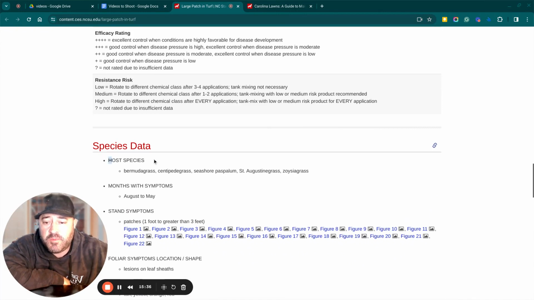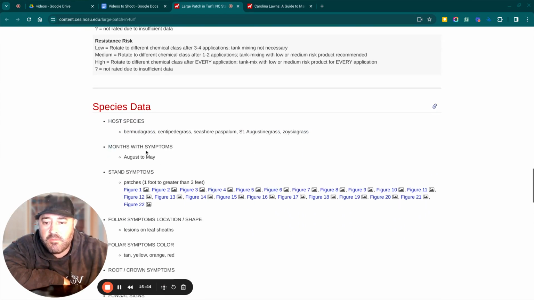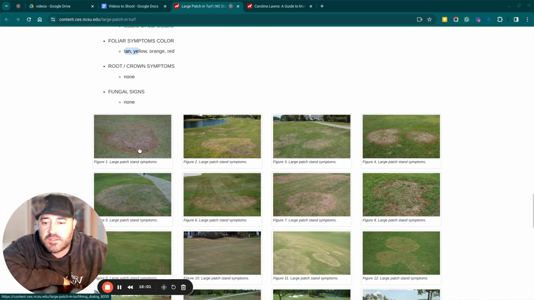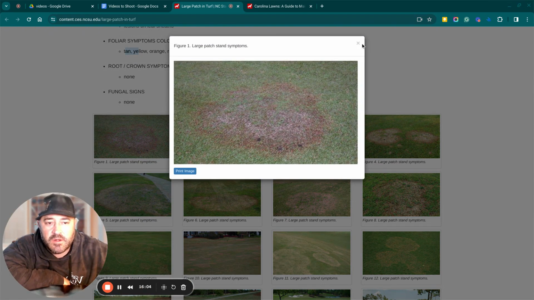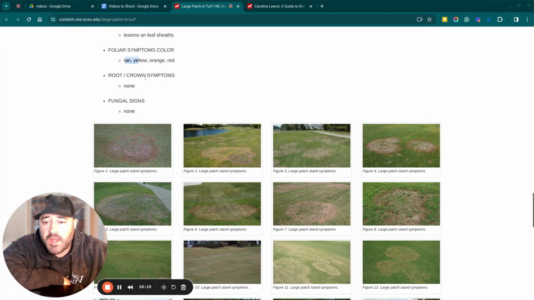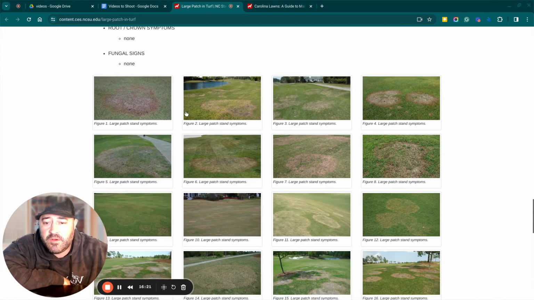All right, so host species: centipede, St. Augustine, zoysia, Bermuda last. Host is where it's going to grow. Months with the symptoms, you're going to see it August all the way through May. And then symptoms, location, and shape. You're going to see lesions on the leaf sheaths. Symptoms of color. You're going to see tan, yellow, orange, and red. You can see red right there, reddish orange, tan in the middle. This one, you can see some yellowing right here. And then no signs of symptoms in the root and the crown, and no fungal signs.